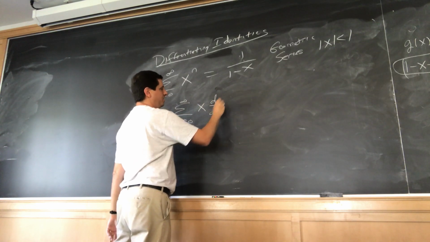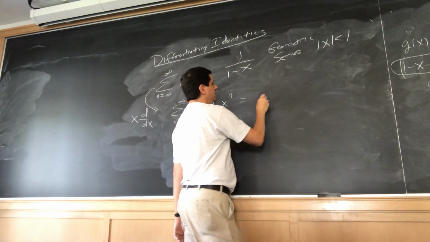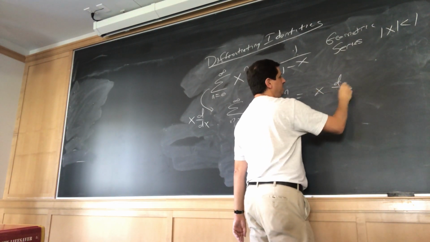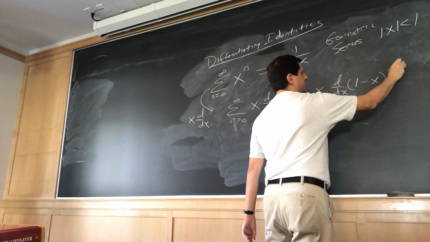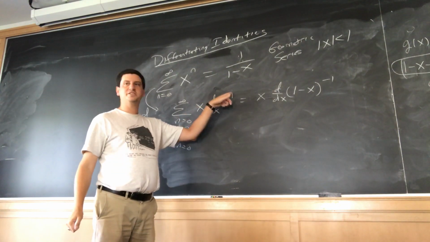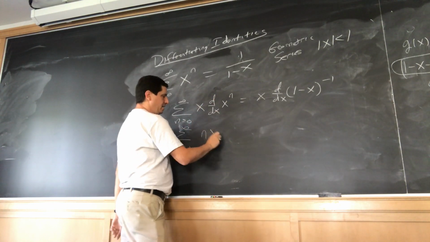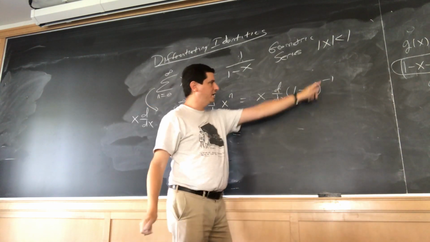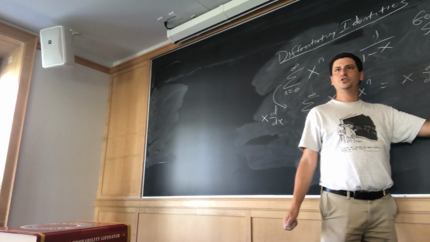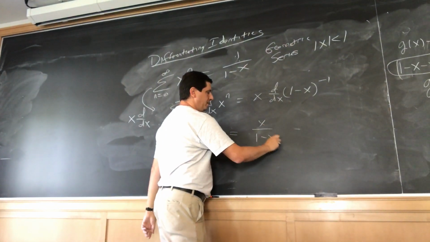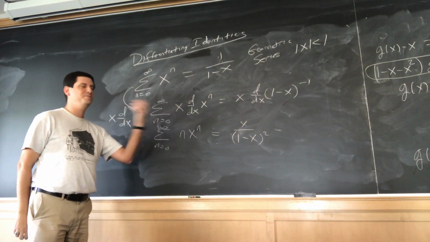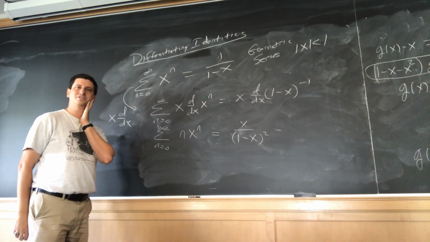We multiply by x, d by dx of the sum of x to the n. And then the derivative on the other side, when the dust settles, is x times d by dx of (1 minus x) inverse. Well, the derivative of x to the n is n x to the n minus 1, times x gives n x to the n. Over here we get negative 1 times (1 minus x) to the negative 2, and then the derivative of 1 minus x gives me another negative 1. So the negatives reinforce, and we get x over (1 minus x) squared. So the sum of n times x to the n is x over (1 minus x) squared.